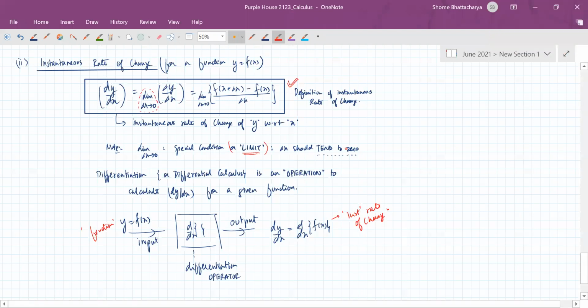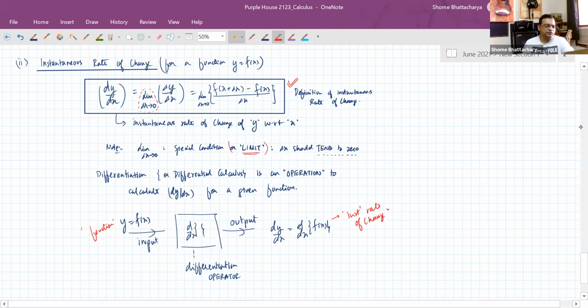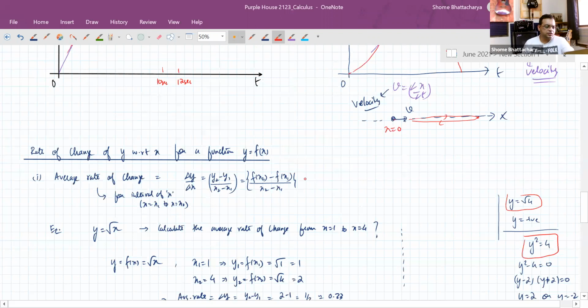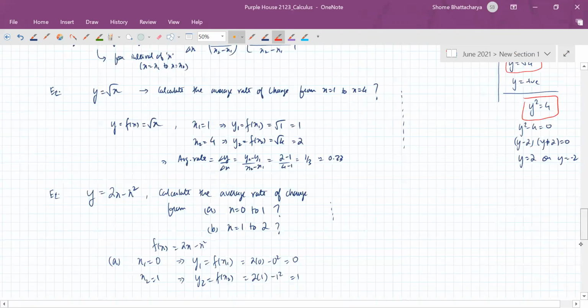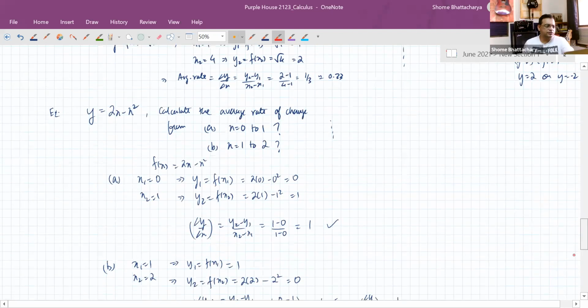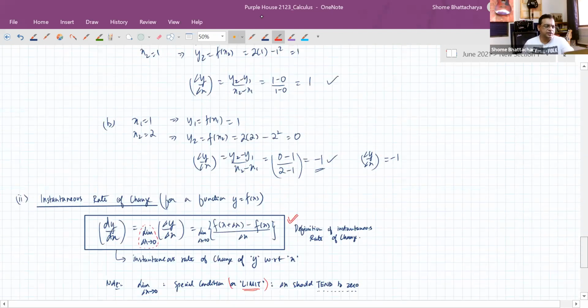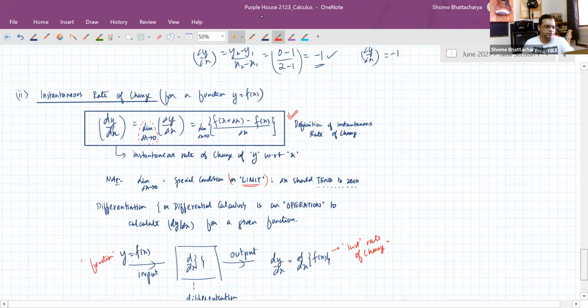Sir, I have one doubt. Yes. In average rate of change, you gave the definition and formula. In instantaneous, you gave only definition. So what's the formula? But for average rate of change, we already have the formula, na beta? It is this y2 minus y1. And instantaneous rate of change, we don't have a formula yet. We've just got the definition yet. So we are coming to the formula, right?